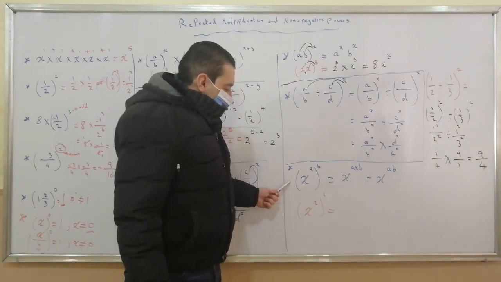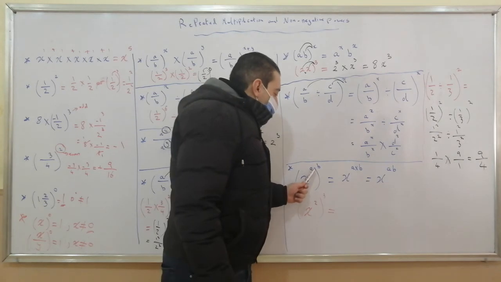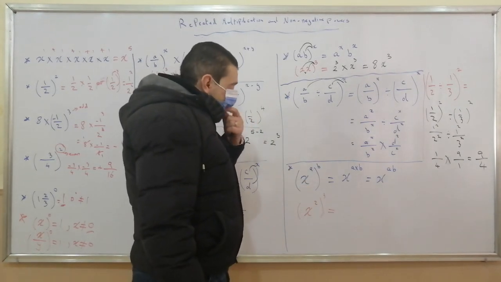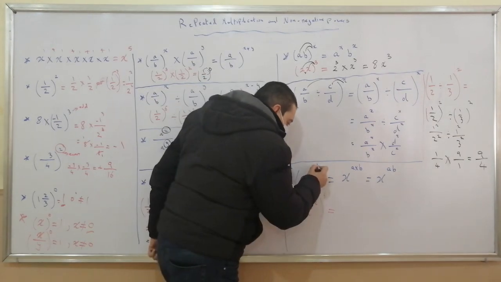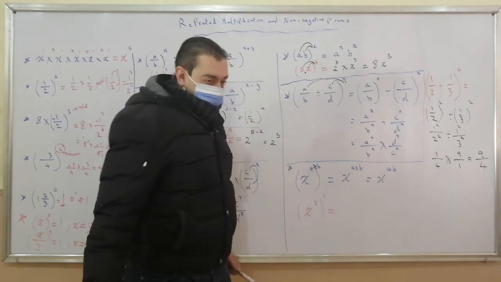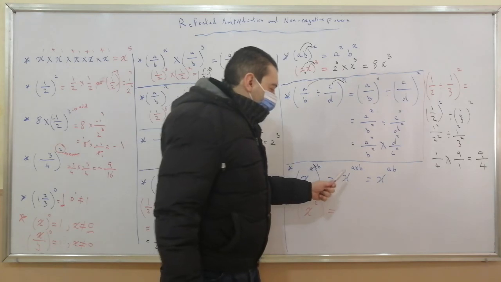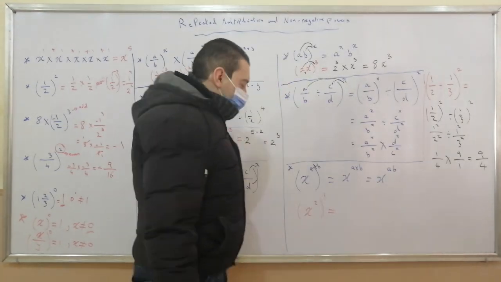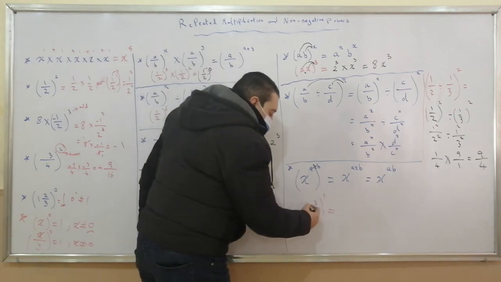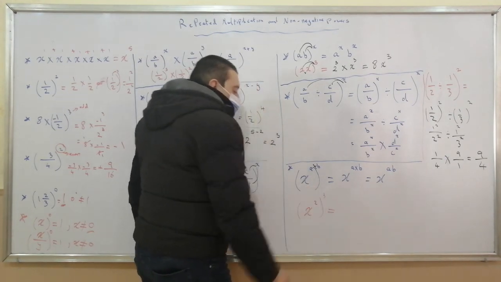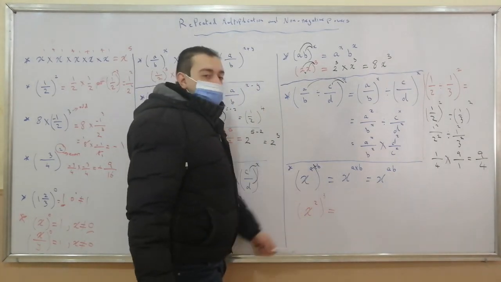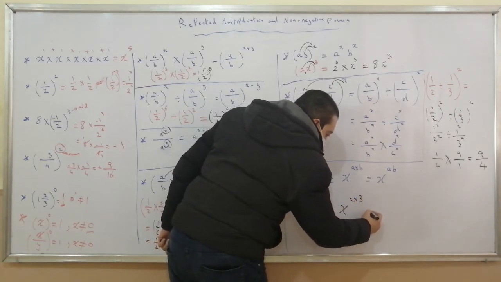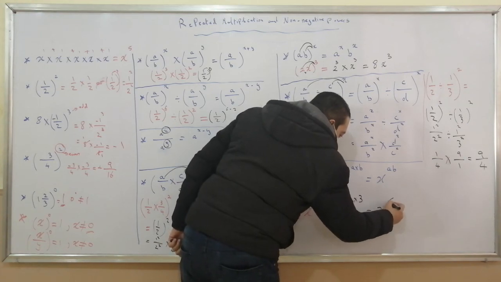The last rule, x power a all to the power of b. This means we are going to multiply the two powers. This means x power a times b, which is equal to x power ab. And this is an example, x squared all power 3, or x squared all cubed. This means x power 2 times 3, and this means x power 6.